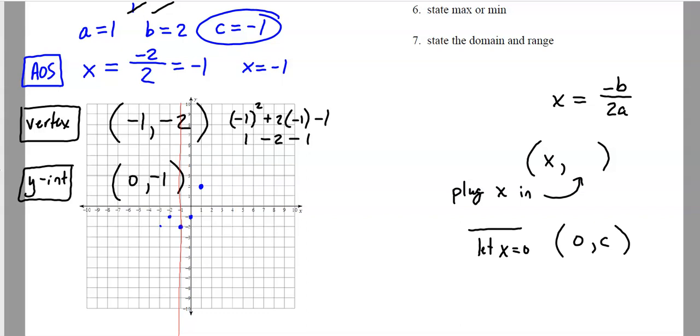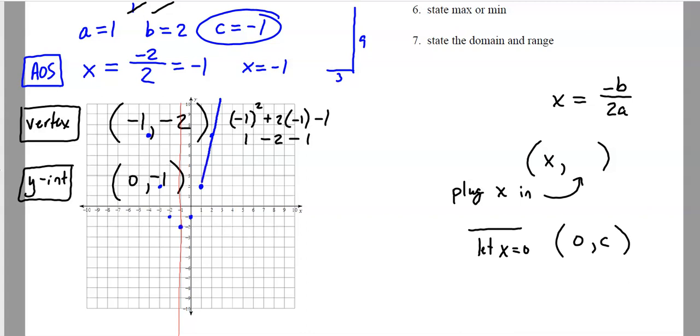Over 2 all the way up 4. I want to put that dot there. And then if I wanted to go another one, which I don't really have to, but on the next one, remember, you were going over 3 and all the way up 9. So over 3 units to the right from the vertex, up 9. That's going to be all the way to here. And that's going to bounce and reflect across the line of symmetry.